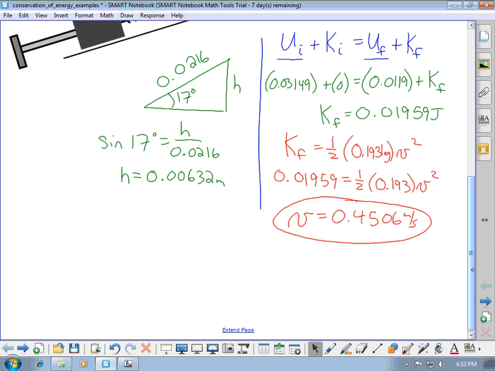Again, there was another problem in the notes where we had both spring potential energy and gravitational potential energy. We had the bungee jumper who jumped off of the bridge. This is a similar type of problem. The only difference is the distance that the spring is compressed is not just in the vertical direction. And so you need to relate the change in height of the object to that distance that the spring is compressed using trigonometry.